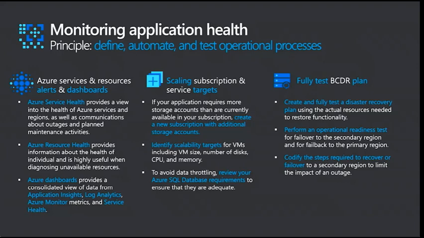You want to perform operational readiness tests for failover to that secondary region. If you're going to be failing over outside of a region, if there's an issue with the availability zones, you want to have another level of resiliency, and again, codifying the steps required to recover. You want to put these in an ARM template or perhaps an Azure blueprint. You want to use automation, declarative programming, so that the failover process itself is automated.